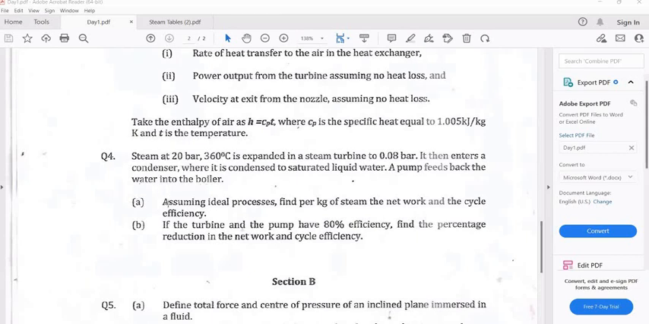Now, question number 1 is, assuming ideal processes, find per kilogram of steam, because the steam table is available per kilogram value, the network and the cycle efficiency. At least the first question. Now we will see question part A. First of all, I have to work out part A.